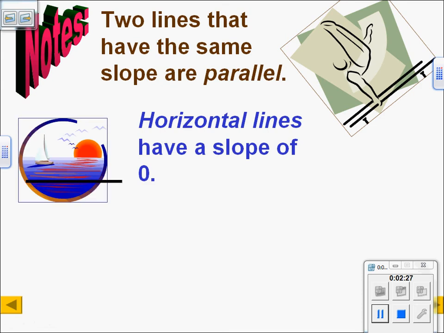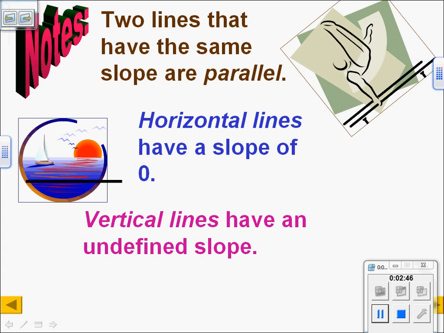Horizontal lines, lines that go flat, like the horizon where the sun goes up and down, have a slope of 0, meaning a horizontal line that goes left and right does not go up at all. It has no steepness. Because it has no steepness, it has no slope. So we say that it has a slope of 0 for horizontal lines.